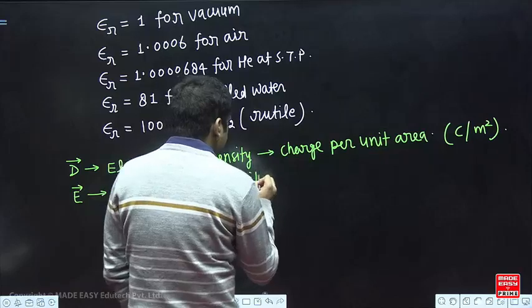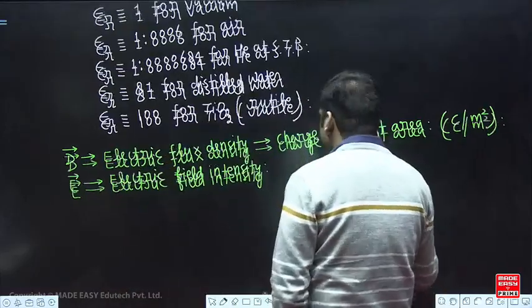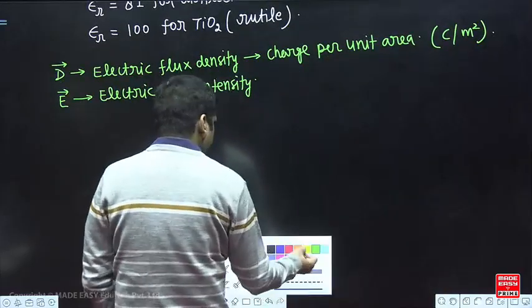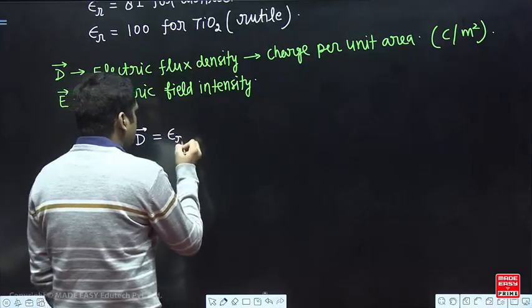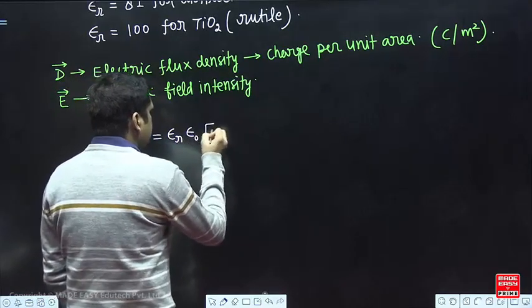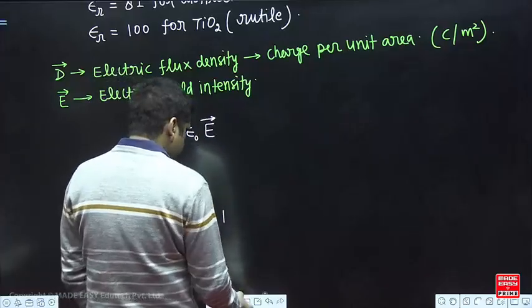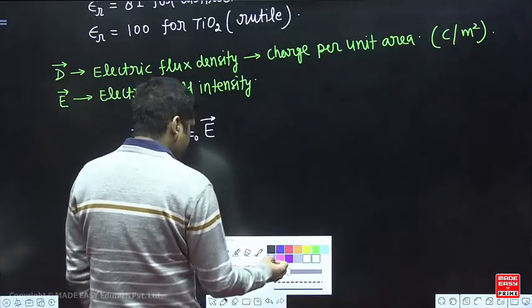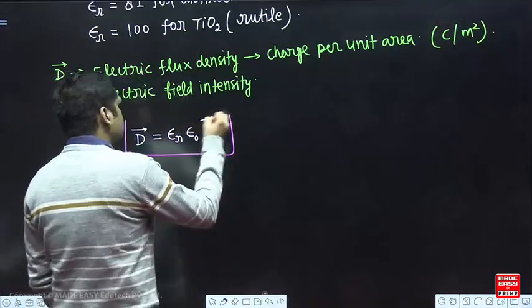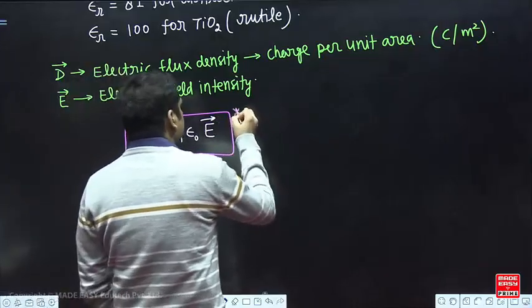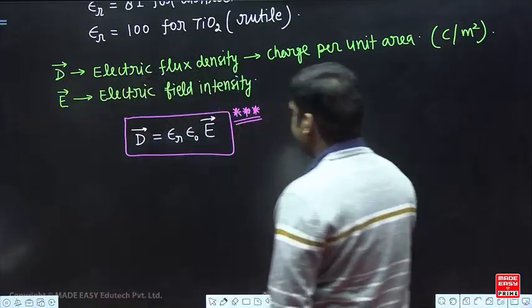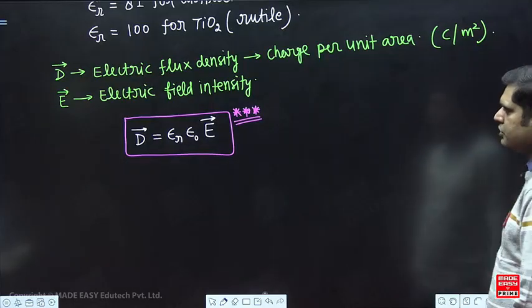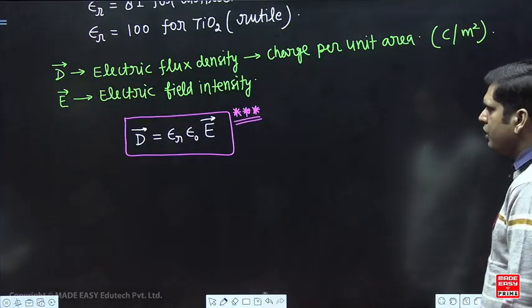Now, dear friends, D is equal to epsilon r epsilon naught into E. This is our D. This is the value of D. Epsilon r epsilon naught into E. This is the value for D.